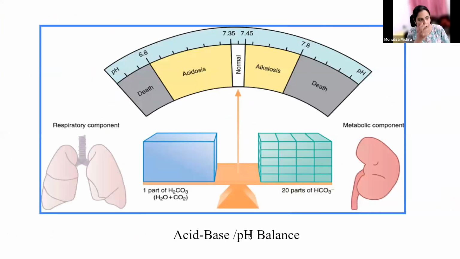So ABG, as we all know, why is it important? Acid-base balance of our body. The normal pH is 7.35 to 7.45. Less than that will be acidosis, and more than that will be alkalosis.